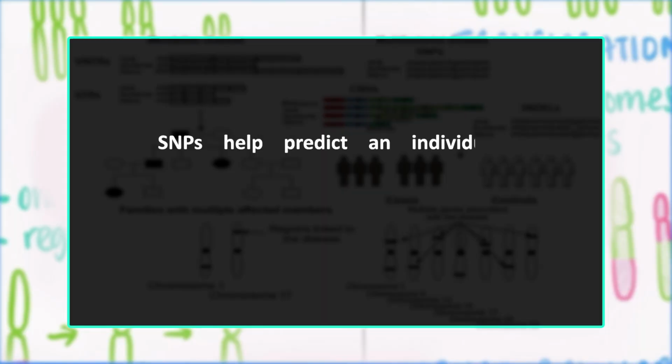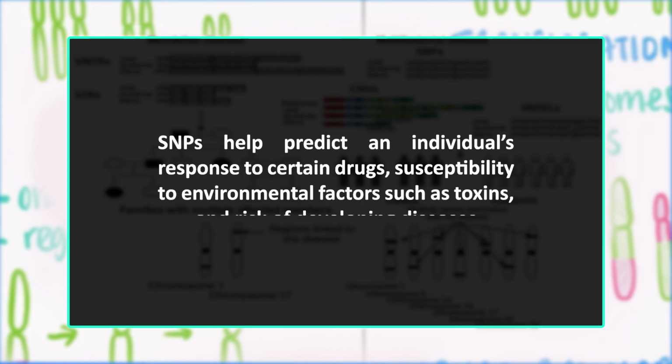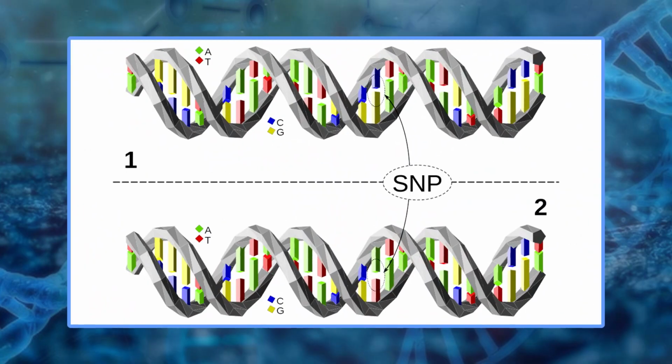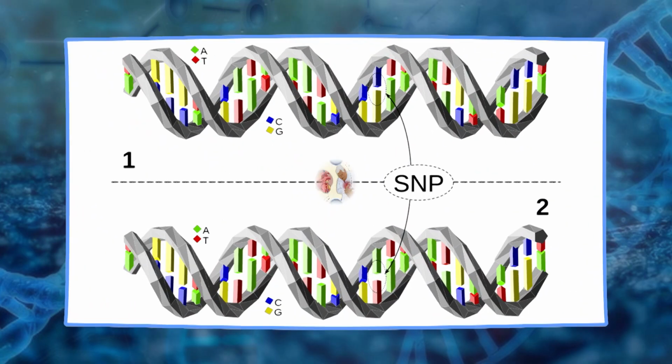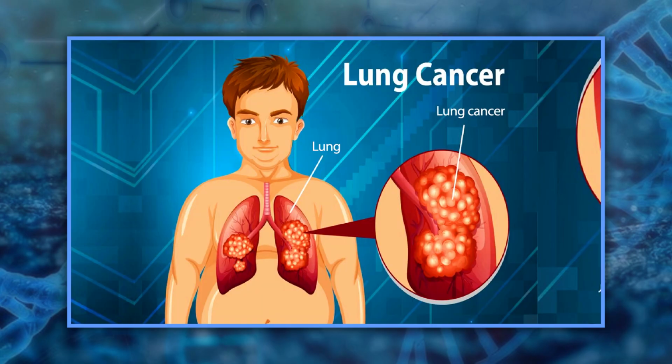Most SNPs have no effect on health or development. Some of these genetic differences, however, have proven to be very important in the study of human health. SNPs help predict an individual's response to certain drugs, susceptibility to environmental factors such as toxins, and risk of developing diseases. SNPs can also be used to track the inheritance of disease-associated genetic variants within families. Research is ongoing to identify SNPs associated with complex diseases such as heart disease, diabetes, and cancer.